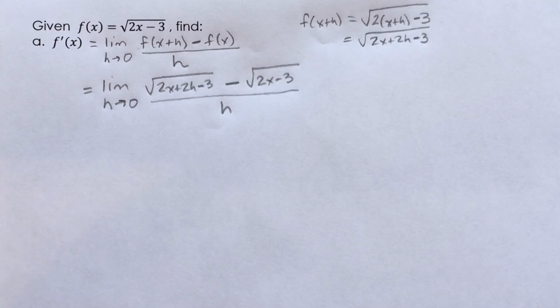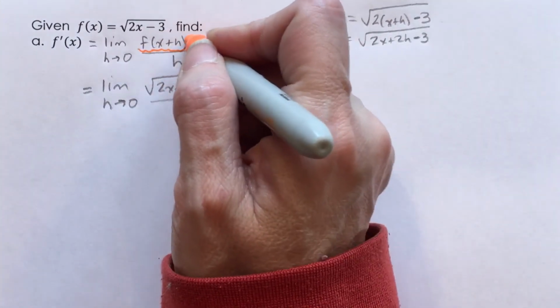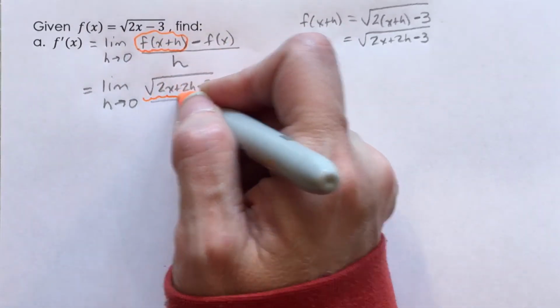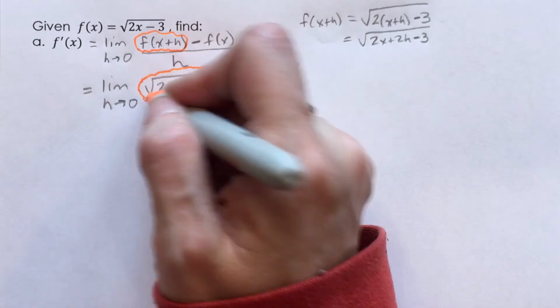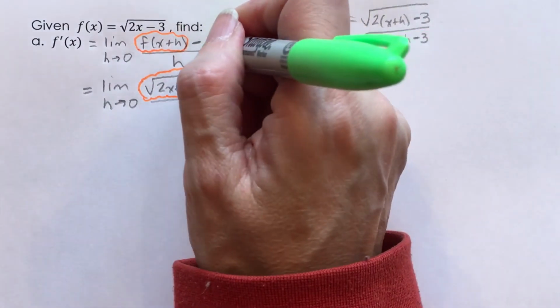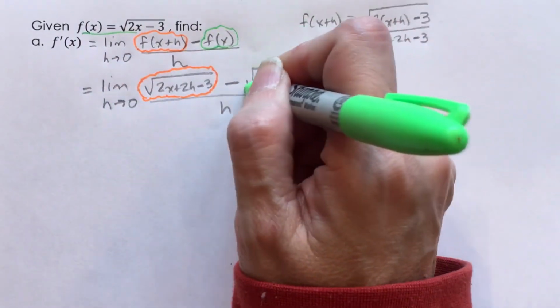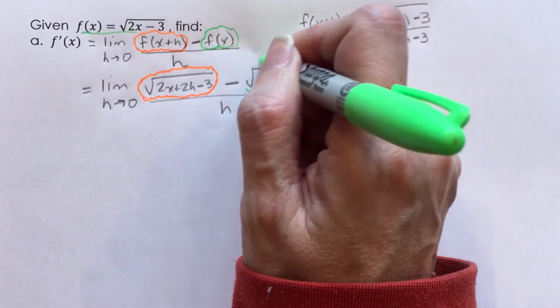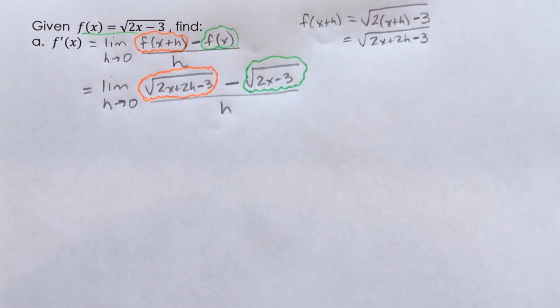So a reminder of that correspondence again. This is f at x plus h, and this is also f at x plus h that we found by subbing x plus h in for x. Here's f at x, which was defined for us, and here it is in our formula. And then the minus sign is in the formula itself, carries down.